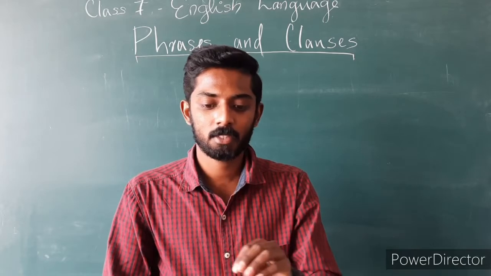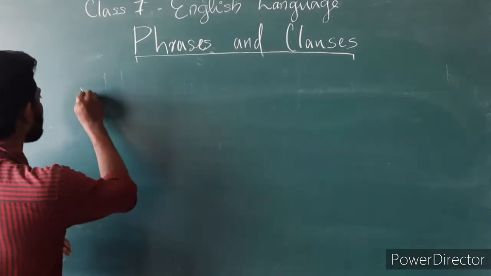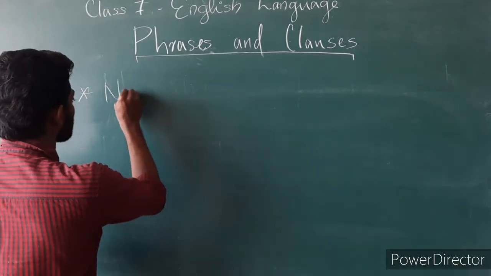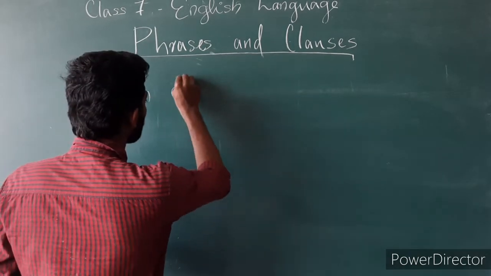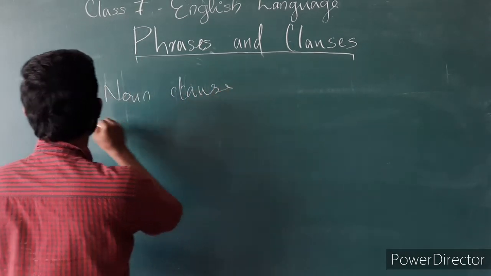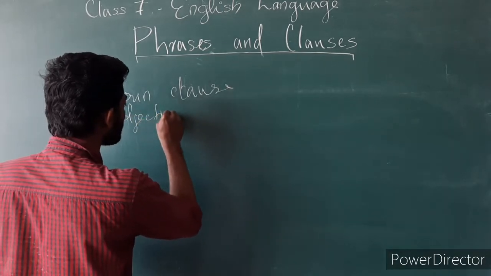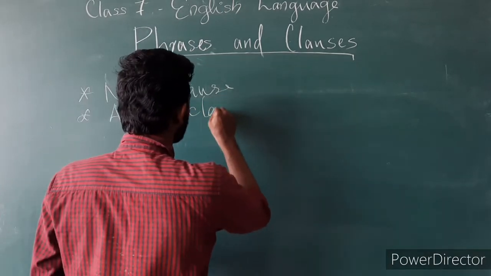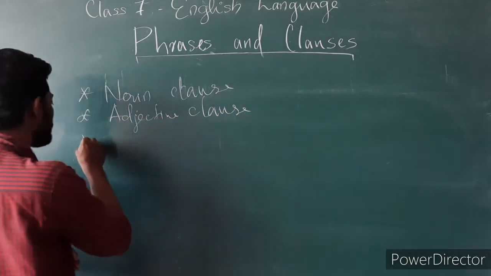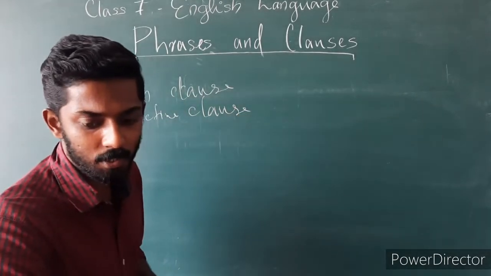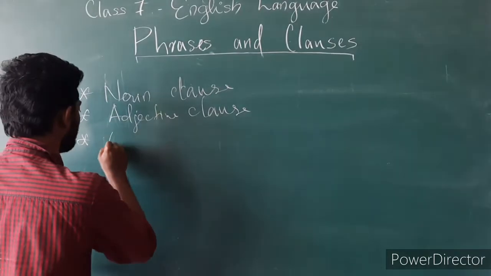So the first one is the noun clause, then the adjective clause, and the next one is the adverb clause.